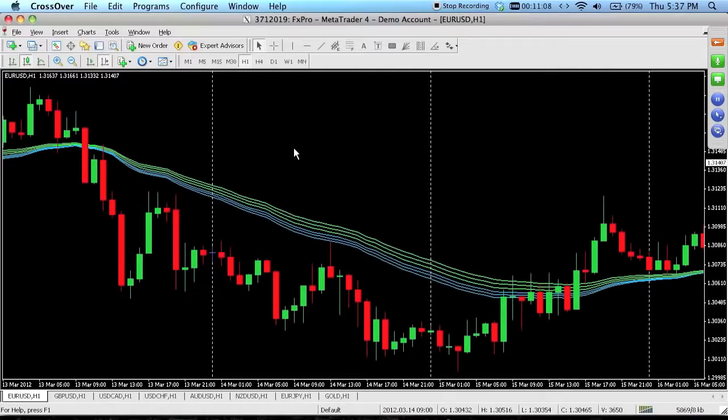What the strategy basically does is we look for a trend. Once you see these MAs expand, you see how it's contracted here? It's all together and really tight. And you can see over here it is getting wider and wider.